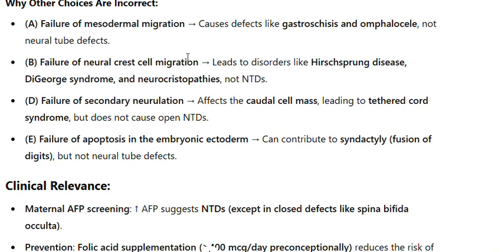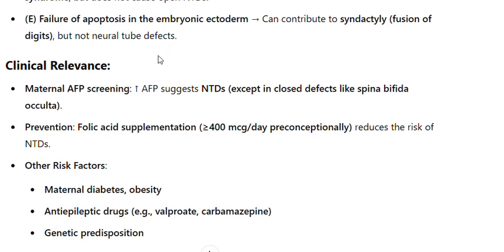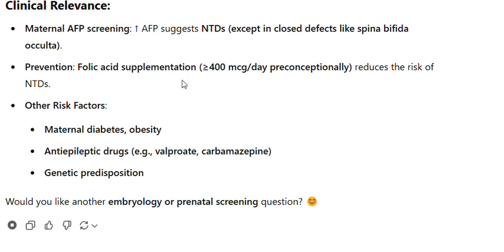D. Failure of secondary neurulation affects the caudal cell mass, leading to tethered cord syndrome, but does not cause open NTDs. E. Failure of apoptosis in the embryonic ectoderm can contribute to syndactyly, fusion of digits, but not neural tube defects. Clinical relevance: maternal AFP screening. AFP suggests NTDs except enclosed defects like spina bifida occulta.